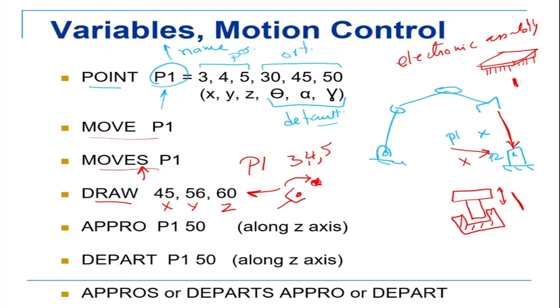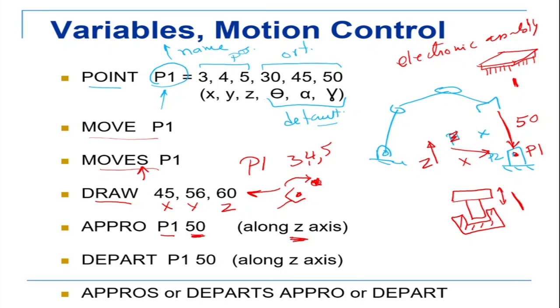Now, we have seen MOVE, MOVES, DRAW, APPROACH and DEPART. APPROACH basically means you are approaching a point P1 and keeping a distance of 50 along the Z axis. So when a robot picks up something, let's call this my point P1. It will approach this point P1 and keep a distance of 50 from P1 in the Z direction. This is my Z direction. So APPROACH means approach the point P1, keeping a distance of 50 along the Z axis.